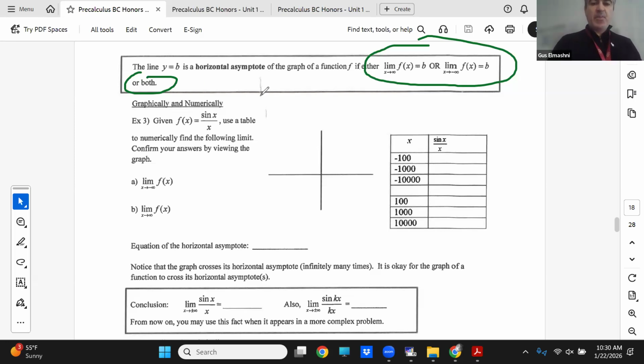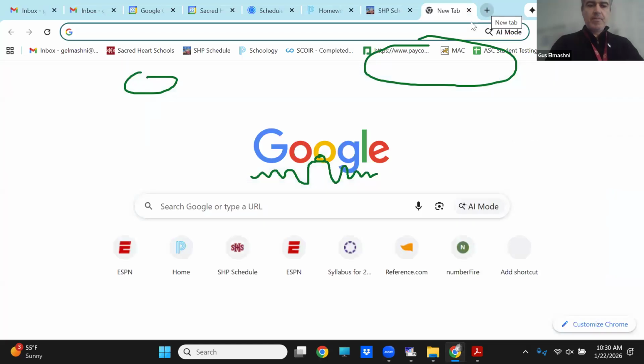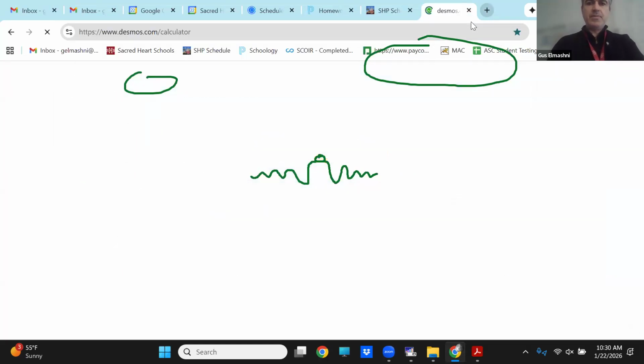So sine x over x, we've seen this already. The graph looks like this, kind of like a snake. And if I were to go to Desmos and plug that in. Desmos.